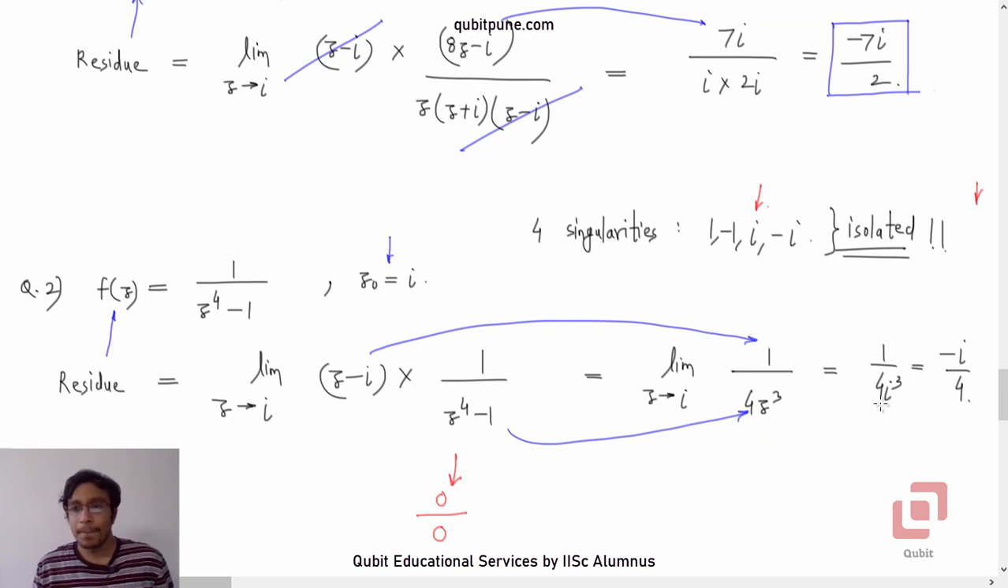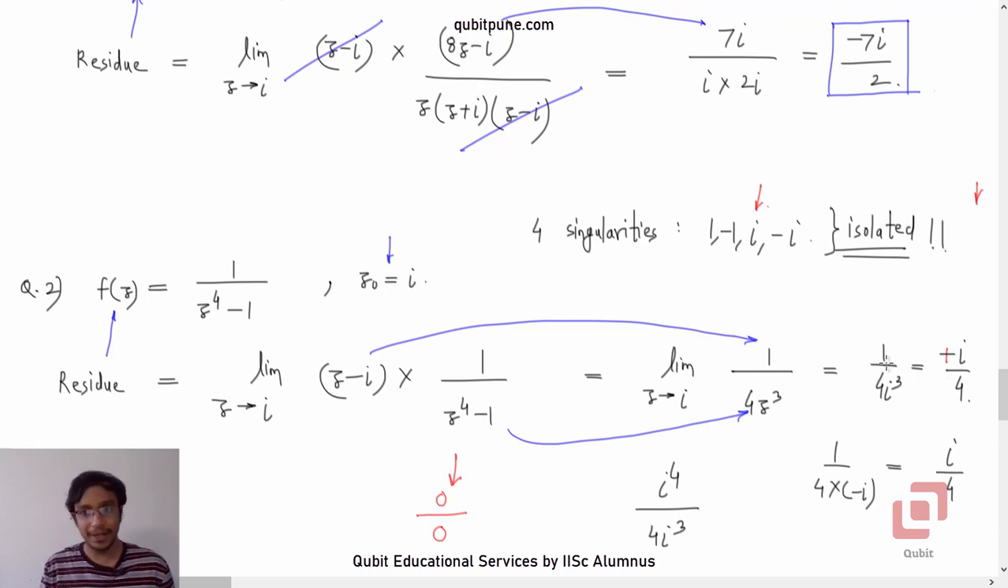So i cubed will be minus i, and it is in the denominator. Hold on, let me check this. We will get 1 upon 4 into negative i, and 1 upon i is minus i. Yes, I think the answer is i by 4 and not negative i by 4, so let me correct it. Because 1 can be written as i to the power 4, and here we have 4i cubed. So it is i by 4 and not minus i by 4. That was my mistake, but we have corrected it.